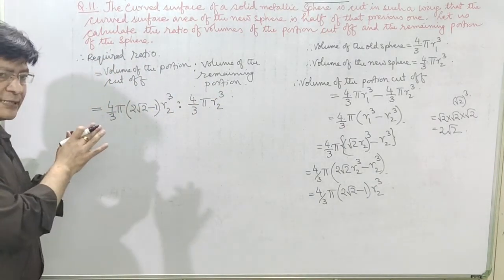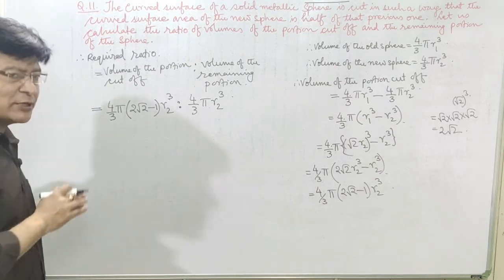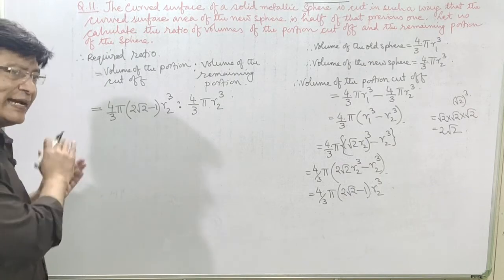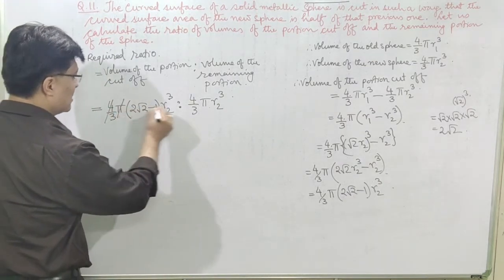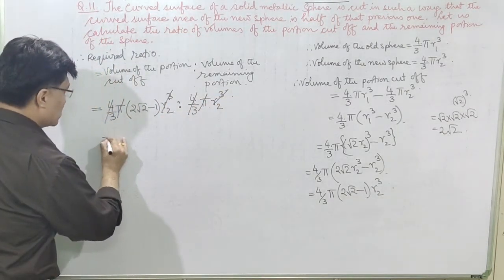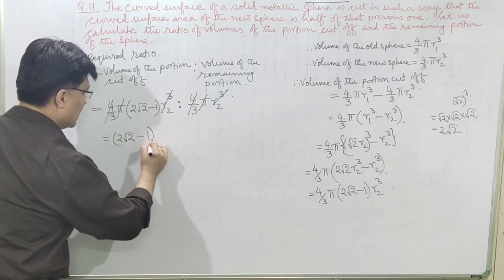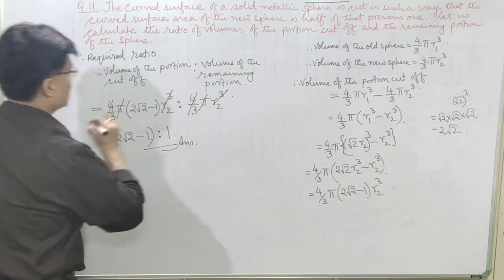So in this case, antecedent is to consequent. In terms of ratio, you can cancel the similar terms from both antecedent as well as consequent. So you can cancel these similar terms. This R2 cube also gets cancelled, which is equal to 2 root 2 minus 1 is to 1. So this is the final answer.